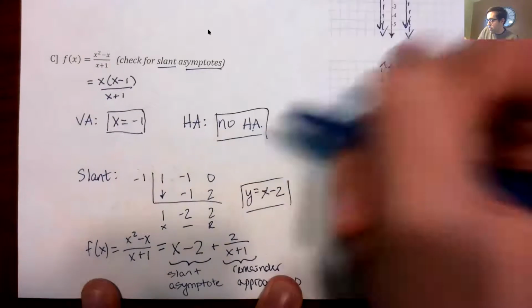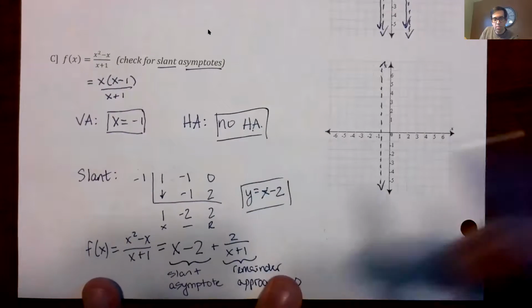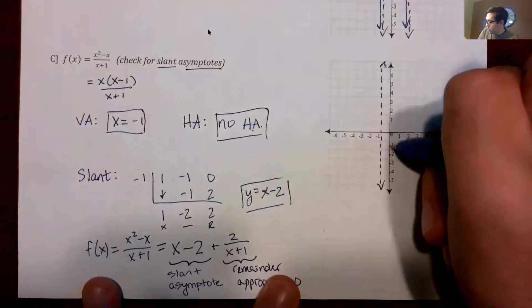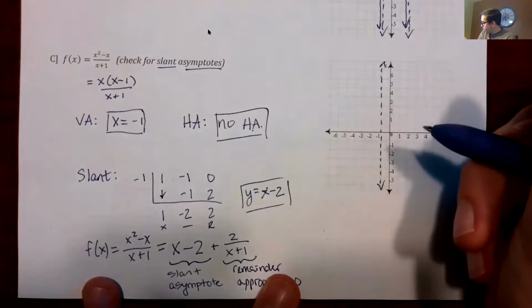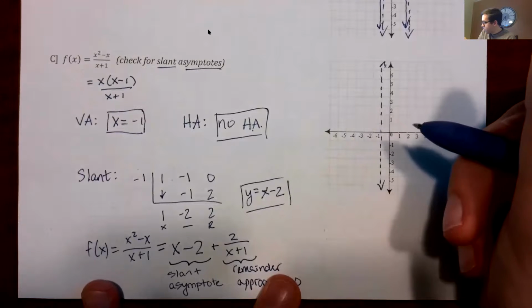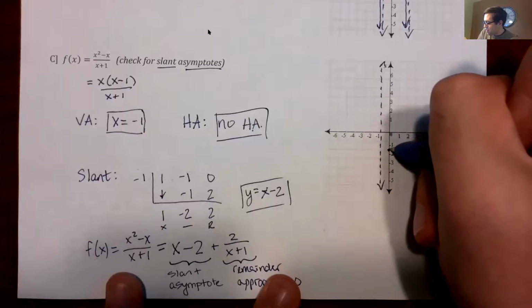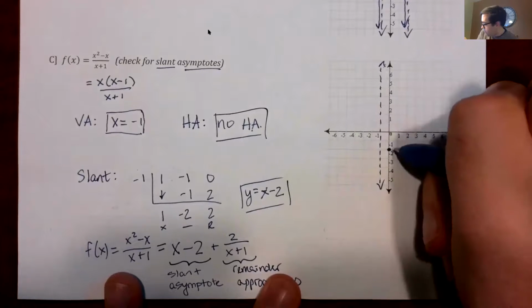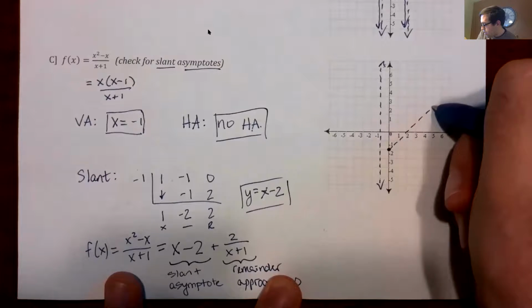So there's our vertical asymptote we already sketched. No horizontal asymptote, but this time we have a slant asymptote at that x minus 2. So we go to... Oh yeah, okay. So we have a y-intercept of -2, and then we have a slope of 1. So I'm going to sketch that line.